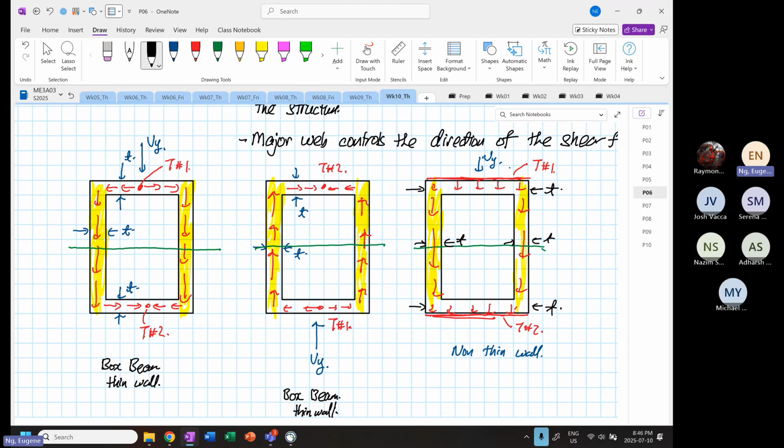So there are some similarities and some differences, and we'll do that after our break. Okay, so go for a 10 minute break and we come back.